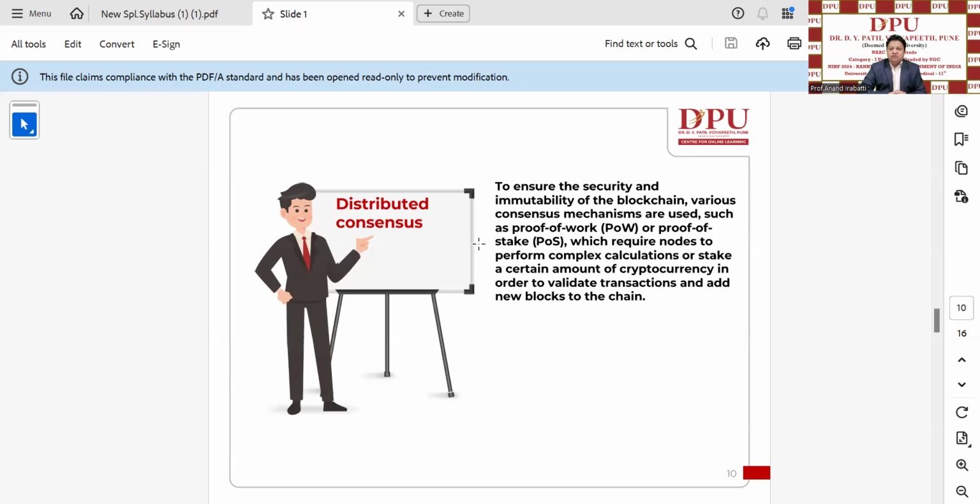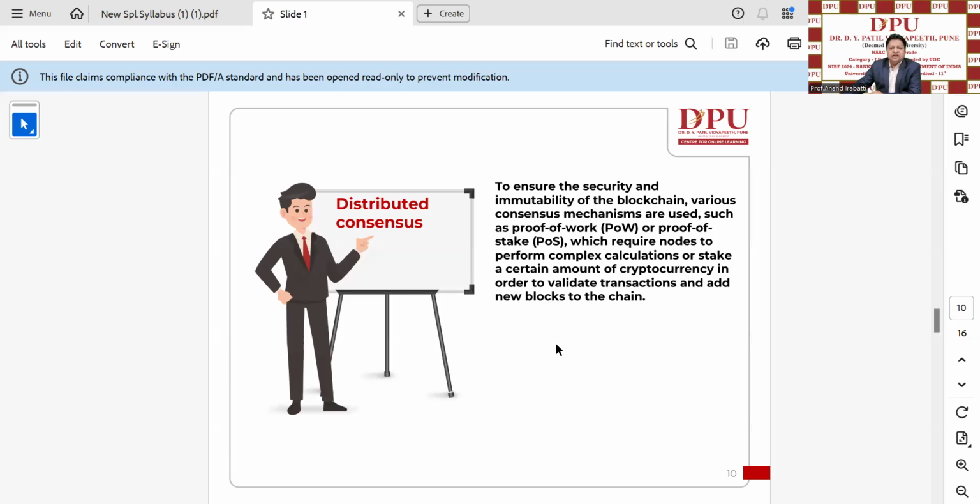We are going to learn about these different types of consensus models in a very detailed manner as and when it comes in our syllabus. But basically, consensus models play a very, very important role. The consensus model will validate the transaction, whether it is valid or invalid. If it is valid, then it is allowed to be entered into the block. If it is invalid, then it is not allowed to be entered into the block, as simple as that. This is the work of the consensus model.